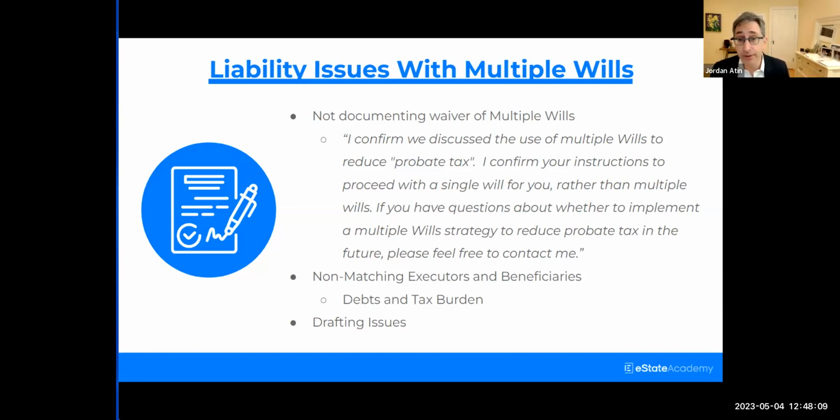And so the other thing that can create liability issues is where there are non-matching executors or beneficiaries, right? And then anytime there's a difference between the two wills, it's really important what assets fall into what will. And I'm going to just demonstrate some of that and some preferred suggestions, or my suggestions, and I don't know if they're preferred, but my suggestions on that kind of stuff.